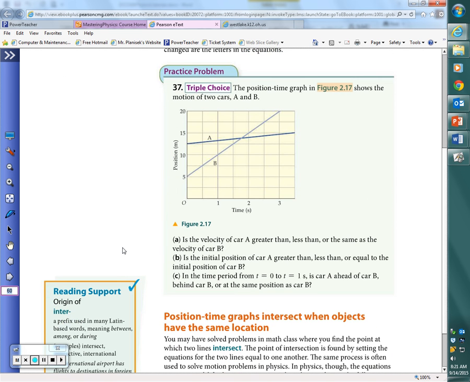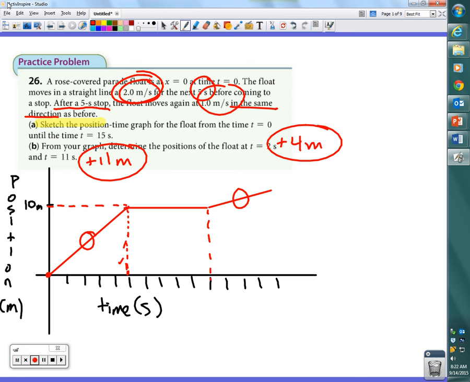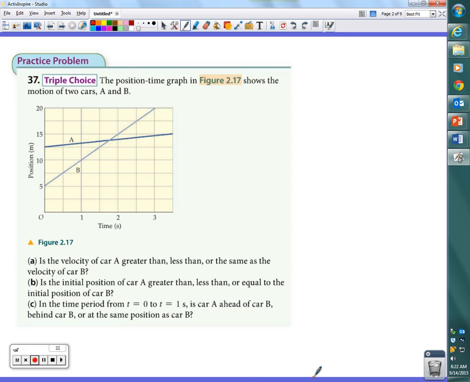On page 60, you'll see practice problem number 37, which has 3 parts. It shows you position time graphs for 2 cars, A and B. If you would please answer parts A, B, and C for that question. So page 60, number 37. Feel free to discuss with the person next to you if you need a little guidance, if you're not sure which direction to go.